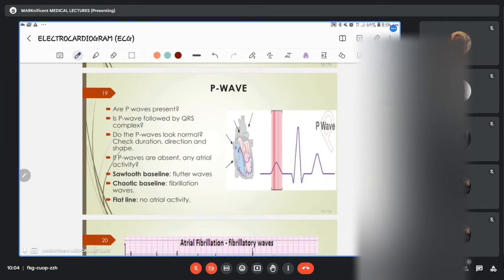By the time you pick your ECG graph, you confirm, are there P waves? Is it present? Yes. Is the P wave followed by a QRS complex? Yes. You know that you are dealing with an actual ECG, and there's no error from the machine itself that's trying to produce it. So do the P waves look normal? Check the duration, direction, and shape, all of these things. Now you can see that there's a line here.